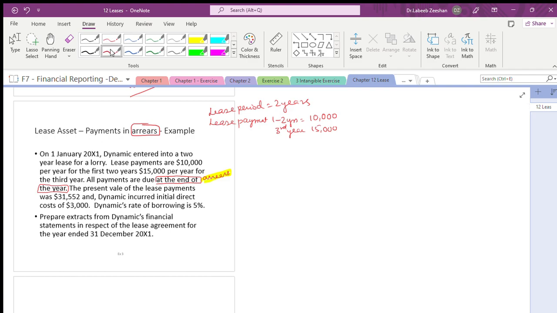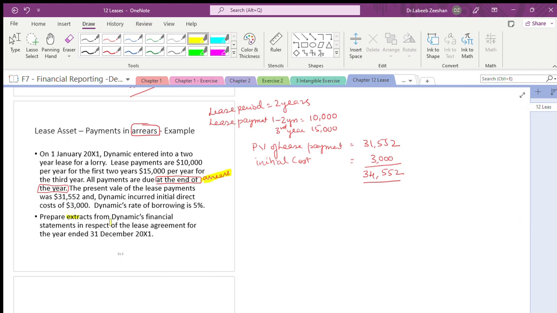Fine. The present value, here they have already calculated. The present value of lease payments is 31,552, and they have initial cost also. Initial cost has to be added. Initial cost is 3,000. Total will come to 34,552. Now what they are asking us is only extracts.